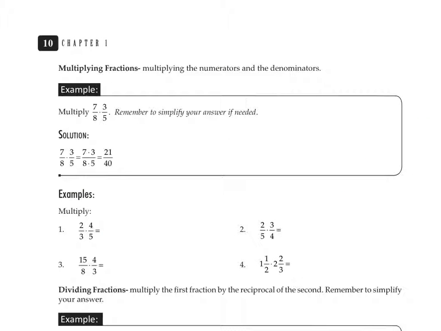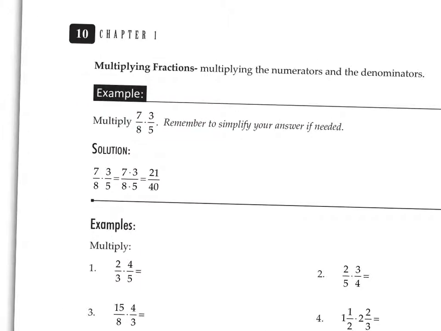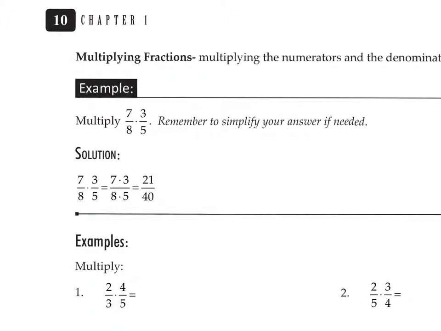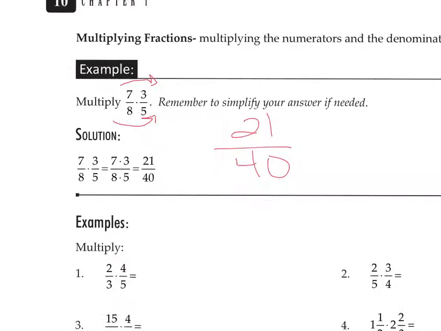We're going to multiply fractions now. Remember to always simplify your answer at the end. To multiply fractions, you just multiply top times top, bottom times bottom. So 7 times 3 is 21. 8 times 5 is 40. 21/40. 21 and 40 have no common factors, so it's already reduced.